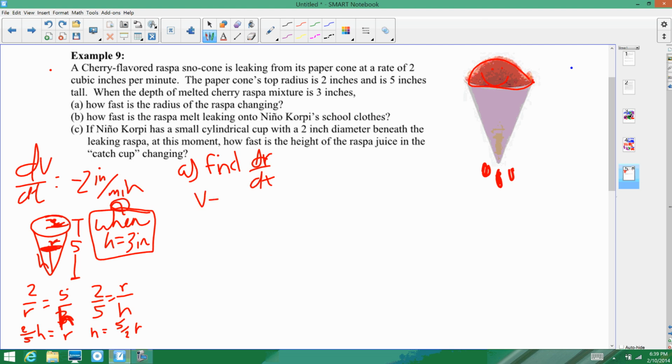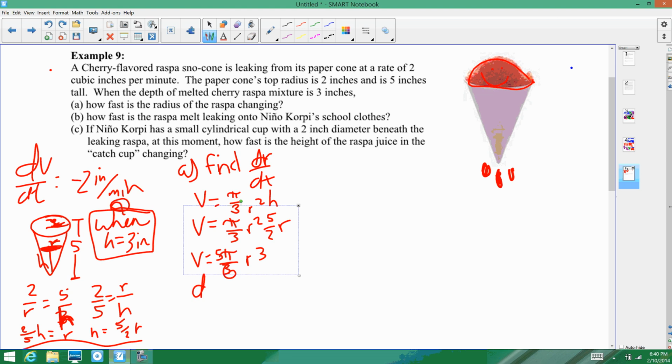So we're talking about the volume changing. So it's 1/3 pi r squared h. Alright, instead of using r and h, I'm going to use one of these forms I have down here. So I'm going to replace my h with my 5/2 r. So I have r squared, 5/2 r. Actually, I should change that to 5 pi over 6 r cubed if I multiply that out.